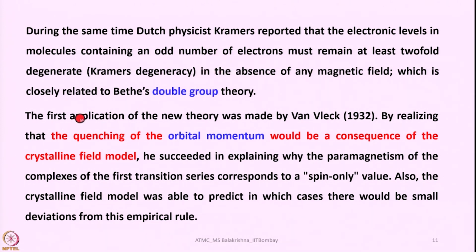The first application of the new theory was made by Van Vleck in 1932 by realizing that the quenching of the orbital momentum would be a consequence of the crystalline field model. He succeeded in explaining why the paramagnetism of the complexes of the first transition series corresponds to a spin only value. Spin only value is calculated using the equation. Also, the crystal field model was able to predict in which cases there would be small deviations from this empirical rule. That means crystal field theory explains, involving orbital momentum, the small variations observed in the magnetic properties.